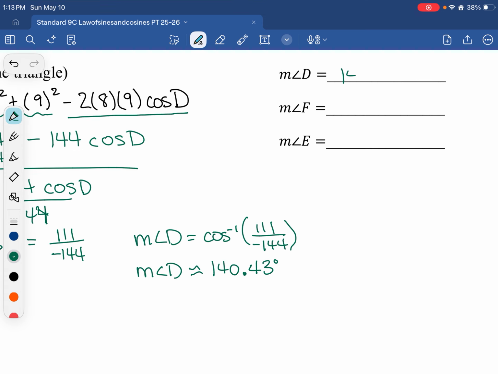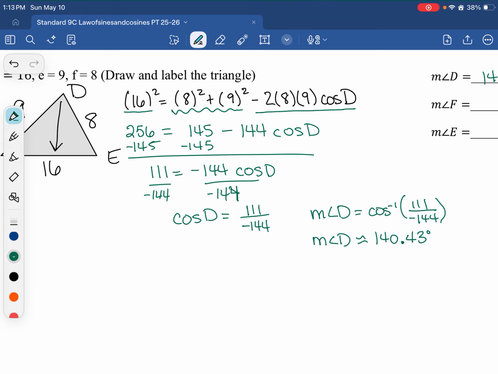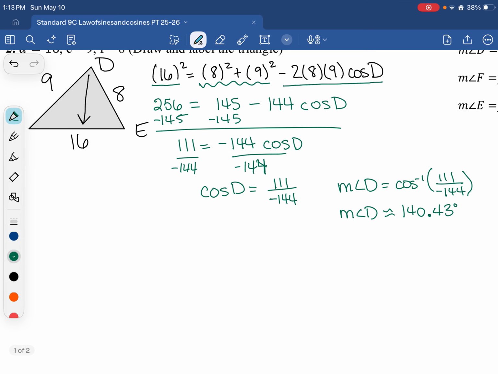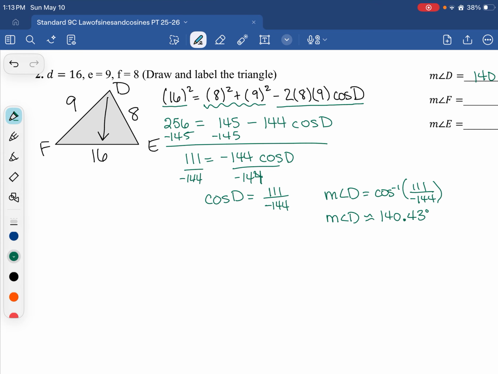So 140.43 degrees. Now to find measure of angle F or E, since measure of angle D is bigger than 90 degrees, it doesn't matter which angle you find. However, to be best practice, you should always go find the smallest side angle next when you do law of sines. So for law of sines, I'm going to go with the one I just found, and then I'm going to find angle F because it's opposite the 8.